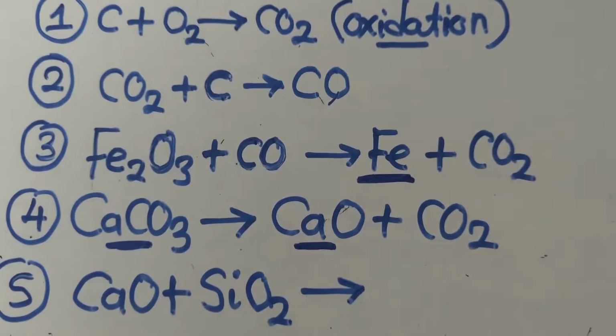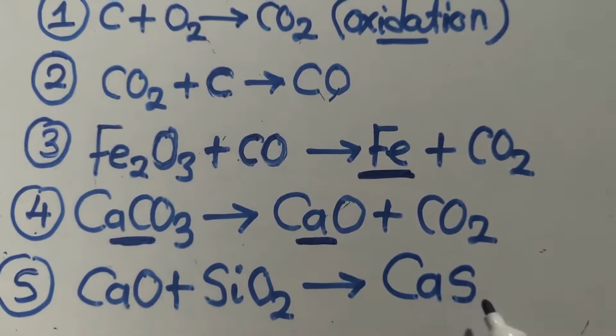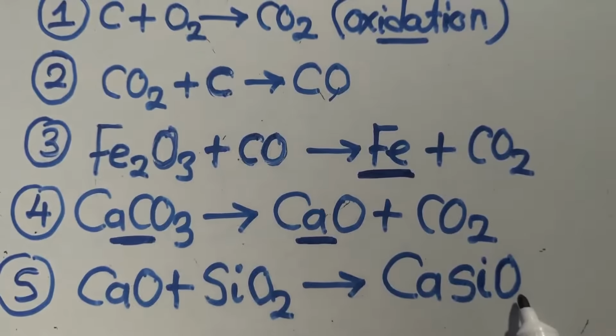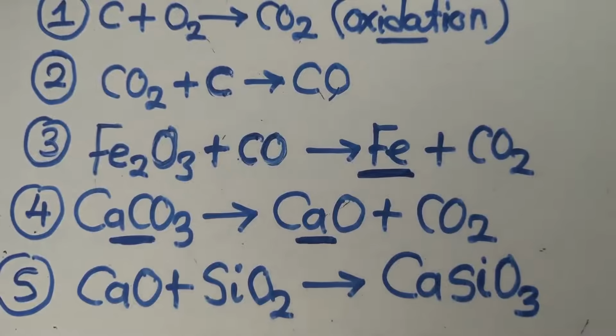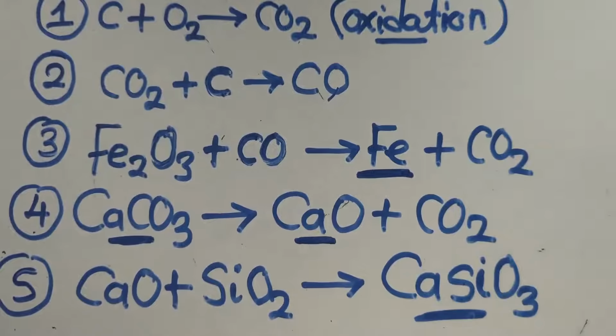So when it reacts with silicon dioxide, what is formed is calcium silicate. So what is formed is calcium what? Calcium silicate, like this. Calcium silicate, which is a slag here. So these are the 5 reactions that you need to understand. So when calcium oxide reacts with silicon dioxide, which is sand, we get to form calcium silicate or a slag. This is a slag that is formed.